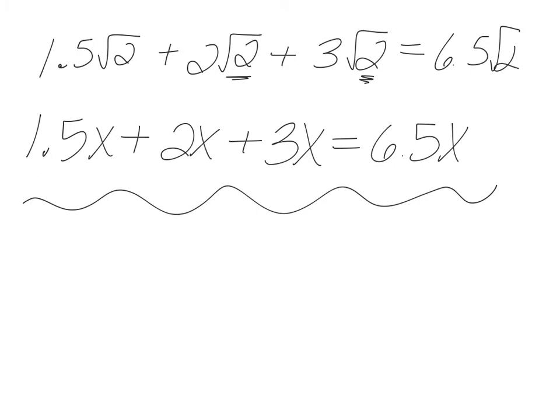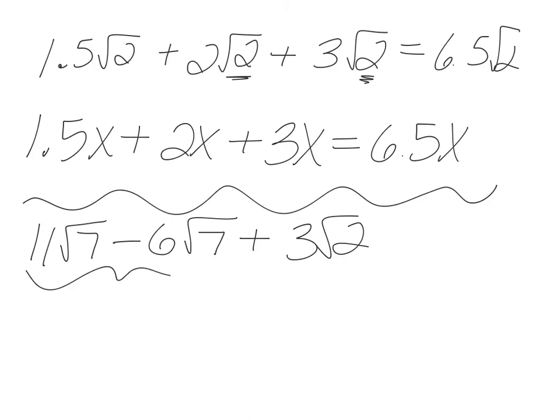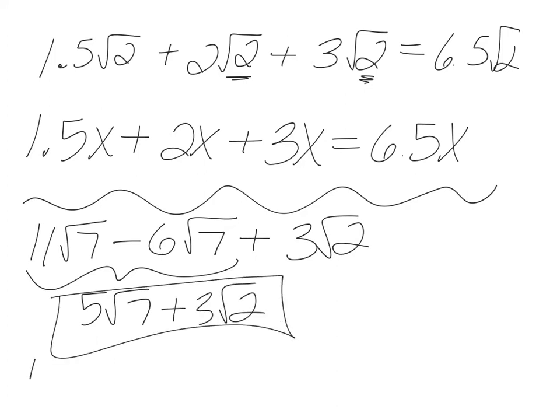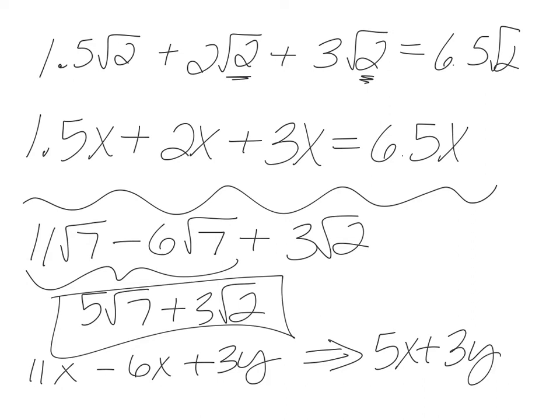Well, let's give you another example. Let's go back to another one we just did. Let's do this one: 11 square roots of 7 minus 6 square roots of 7 plus 3 square roots of 2. I can combine these together: 5 square roots of 7 plus 3 square roots of 2, and that's as far as I can take it. That's sort of like saying 11x minus 6x plus 3y. That would give me 5x plus 3y. Okay?